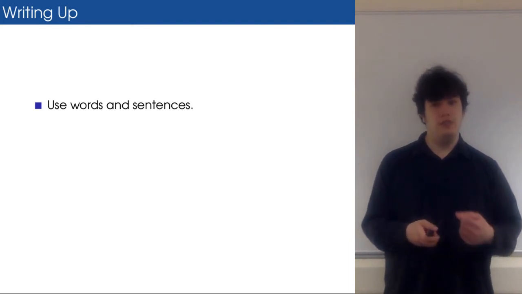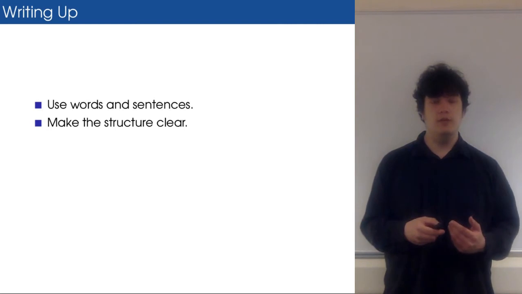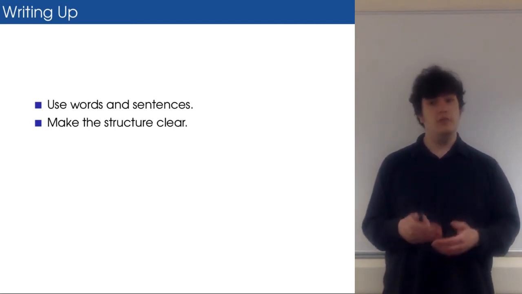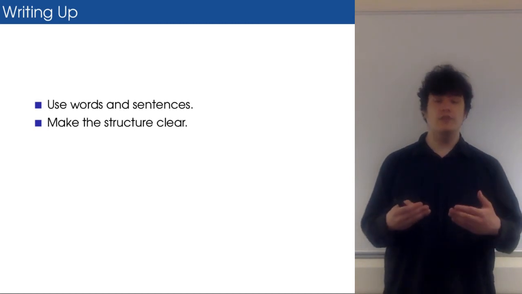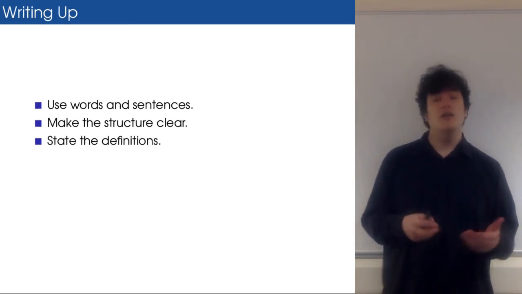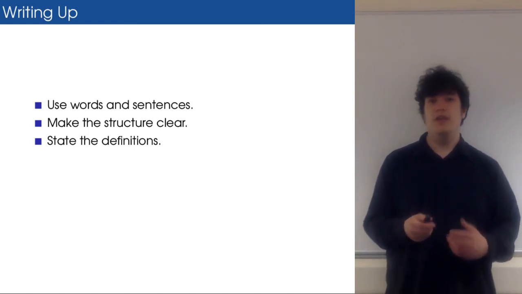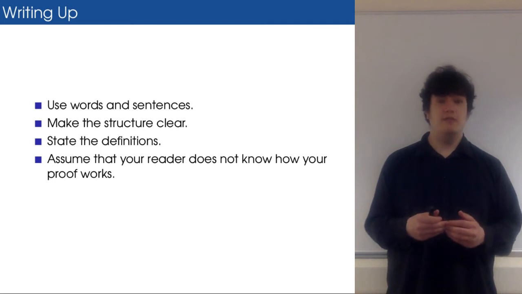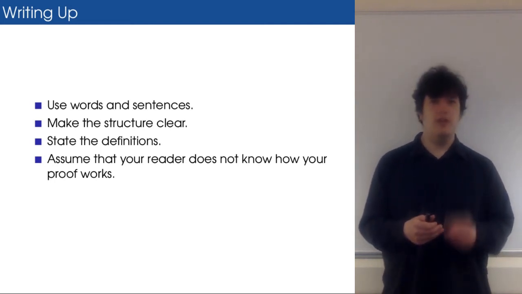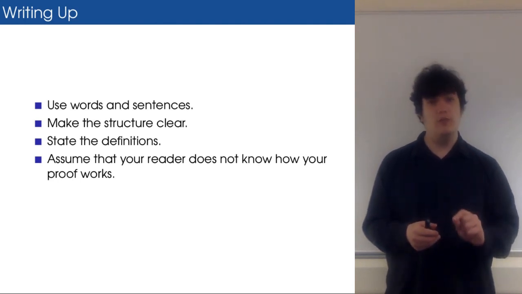And in your full proof, you need to use words and sentences to try and make your proof as readable as possible. You need to make the logical structure clear. So, for example, if you're using the contrapositive, you need to state what the contrapositive is and say, I am using the proof by contraposition. You need to write out the definitions that you're using in your proof. And one tip that I found really helps focus on what information you need to include in the proof is you need to assume that your reader does not know how your proof is going to work.